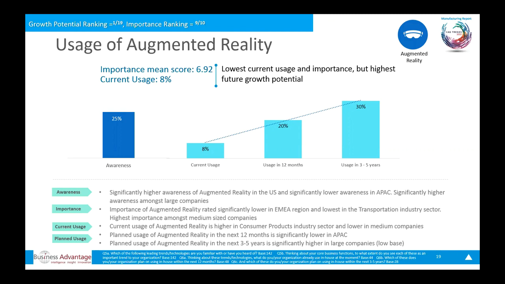Currently, we're seeing usage amongst the consumer products industry in particular, and we'd anticipate that augmented reality in the next 3 to 5 years will be more widely used amongst the larger companies.